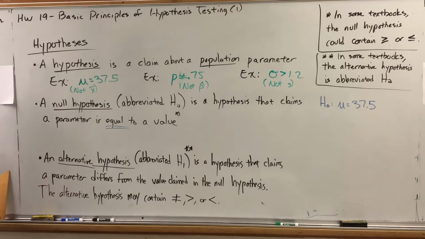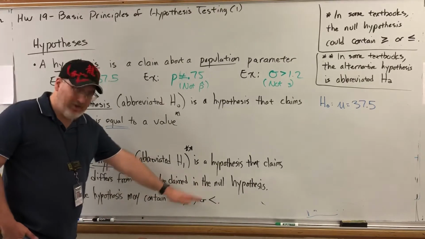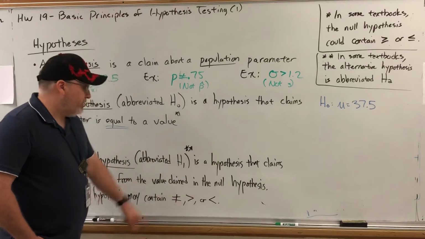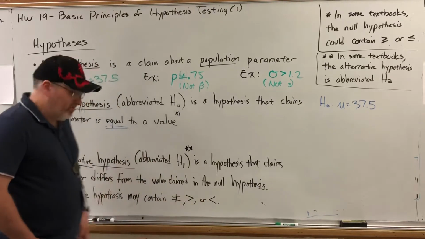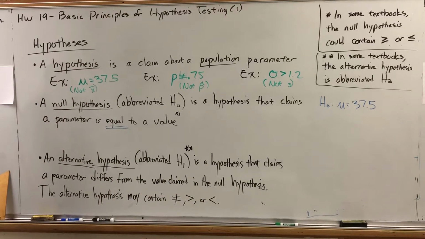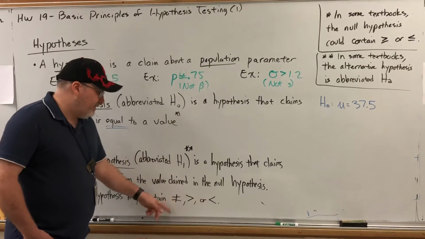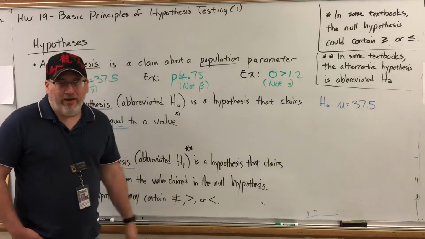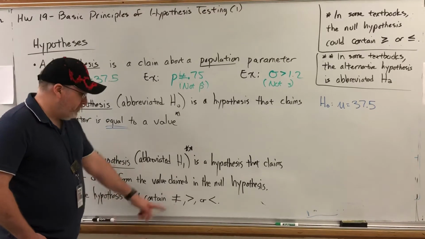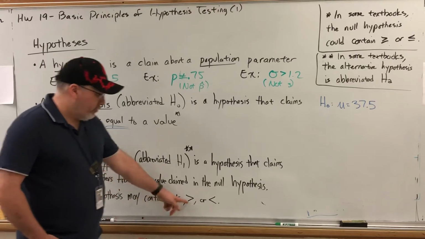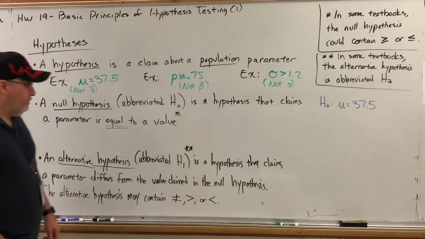The alternative hypothesis may contain one of three relations: is not equal to, is greater than, or is less than. So you can tell that the three options for the relation in an alternative hypothesis do not allow anything to be equal. Either you're flat out different from, aka not equal to, or you're greater than, or you're less than.